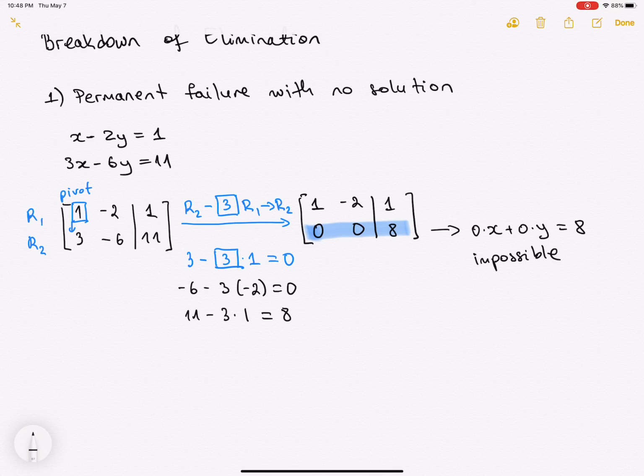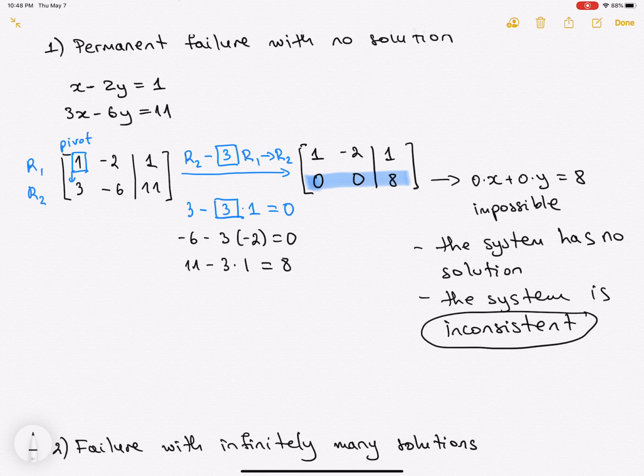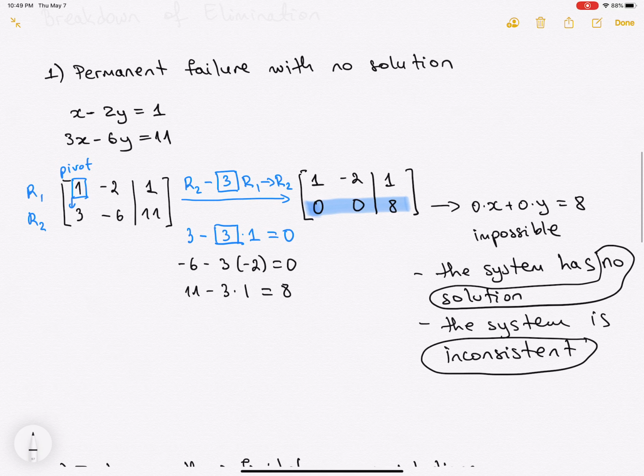So this means that the system has no solution. The two lines do not intersect. And another way to say the same is the system is inconsistent. So this expression inconsistent corresponds to having no solution. Okay, that was the first example of a breakdown of elimination.